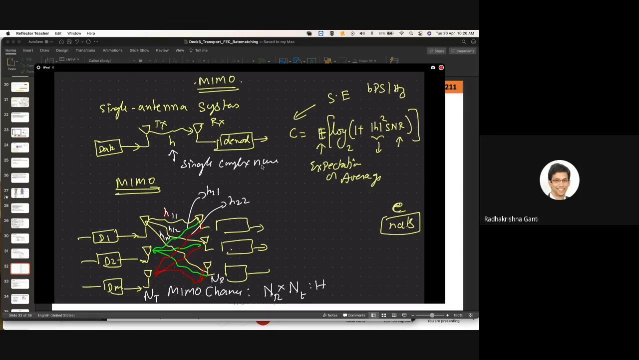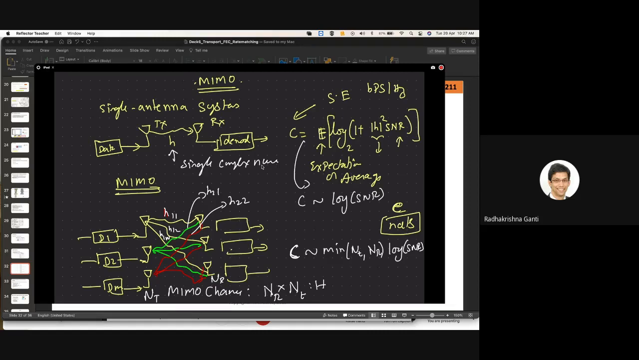Fine. So it turns out the capacity of this channel at high SNR looks like this: the minimum of NT comma NR times log SNR. So the capacity scales like log SNR effectively.